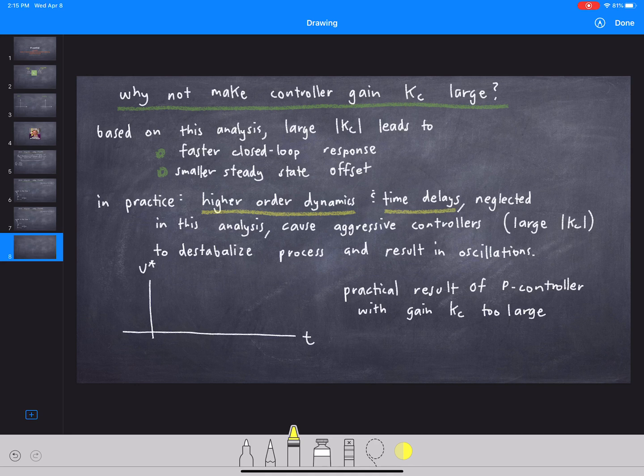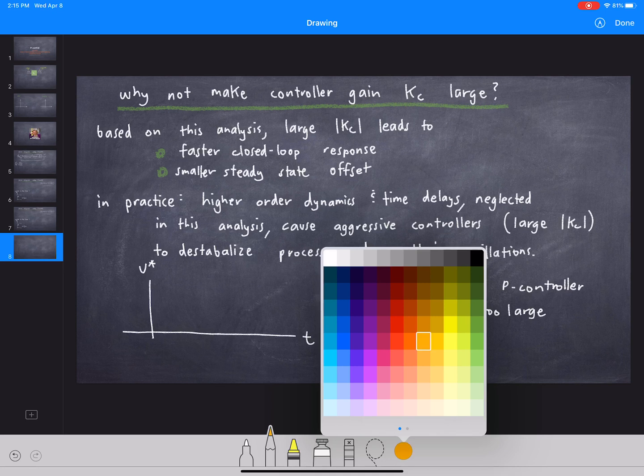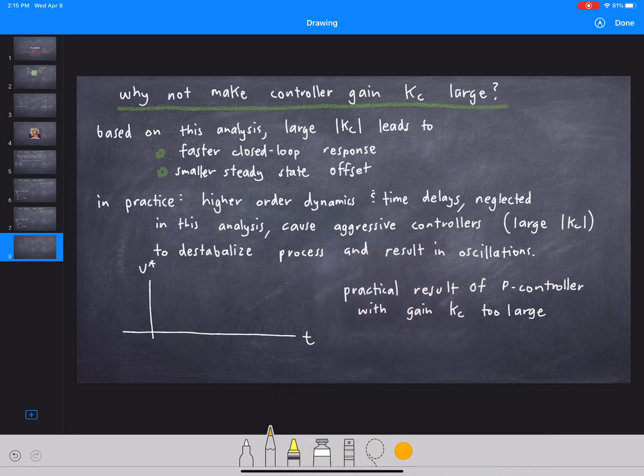And if you include these in the math, what you'll find is that aggressive controllers, i.e. controllers with a large controller gain, will destabilize a process and result in oscillations. Often it's better not to have a controller at all than to have a poorly tuned controller. So often what will happen, if you have too aggressive a controller, this is your manipulated variable, your P action or your controller output right here. Let's say you make a set point change of 1, and your process is at steady state.